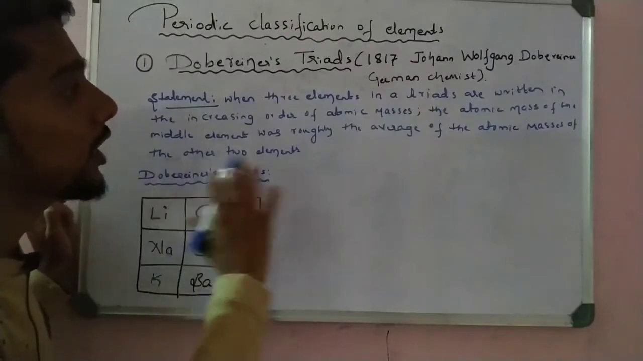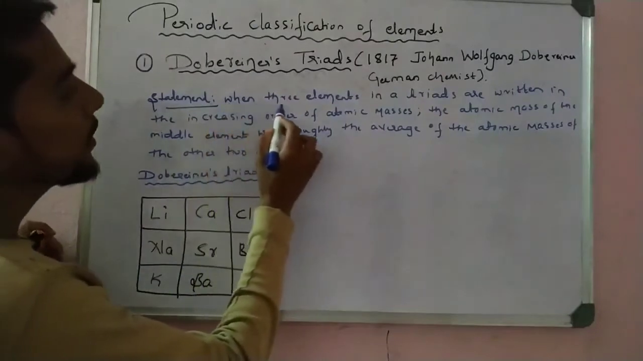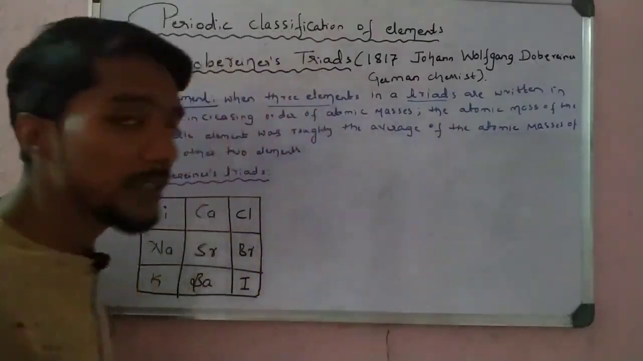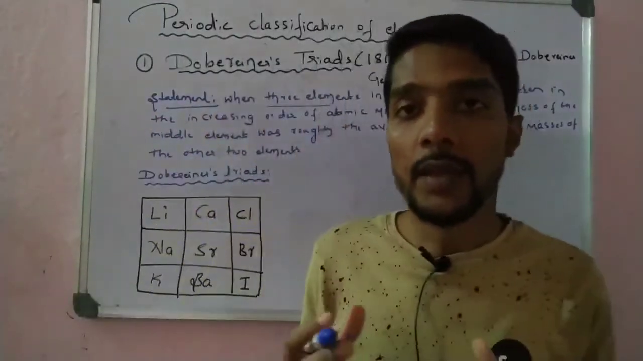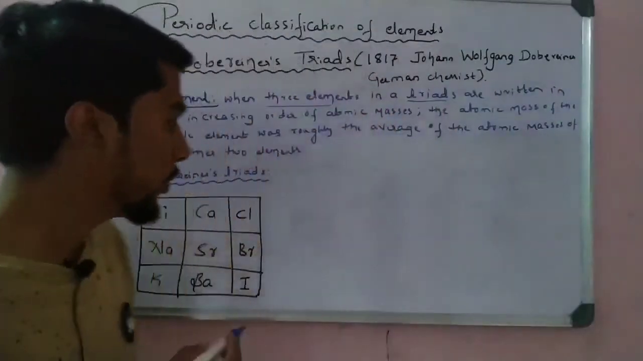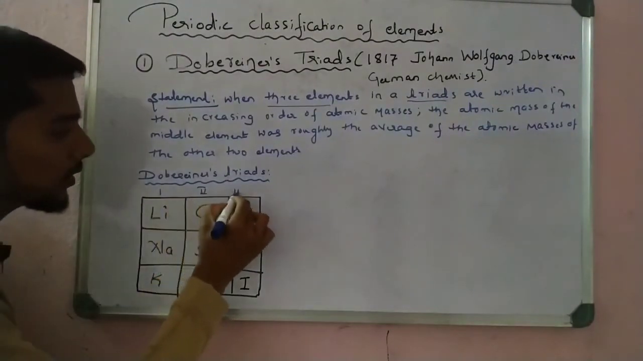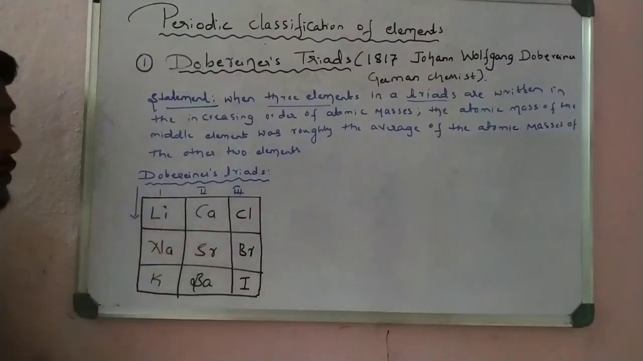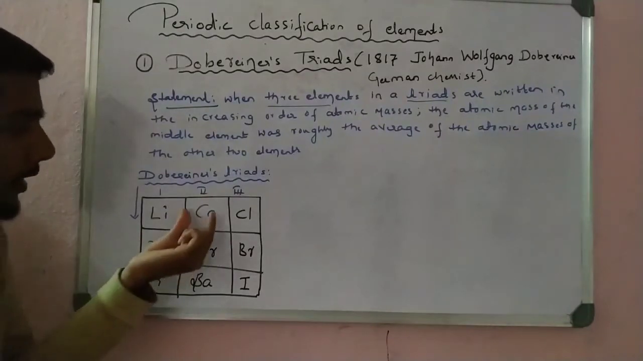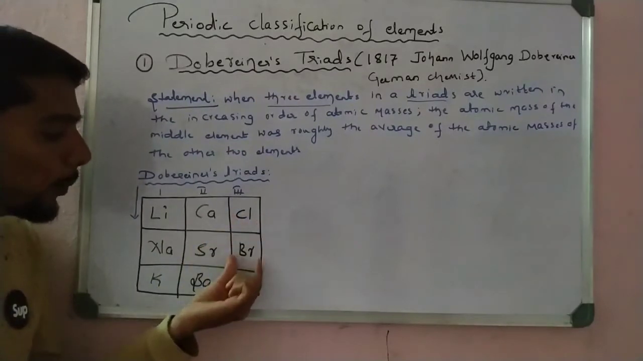Let us see the statement given about Dobereiner. You see, the three elements in a triad. Triads are what Dobereiner classified in one group, and in that group he put three elements. For example, take here, this is one group, this is the second group, and this is the third group. In this direction it is one group, the second group, the third group. In the first group lithium, sodium and potassium, in the second group calcium, strontium and barium, and in the third group chlorine, bromine and iodine, right?